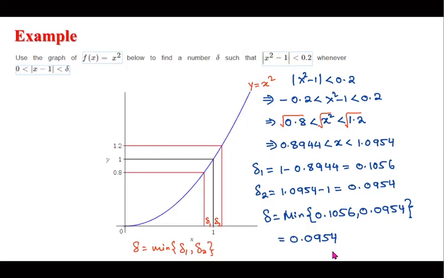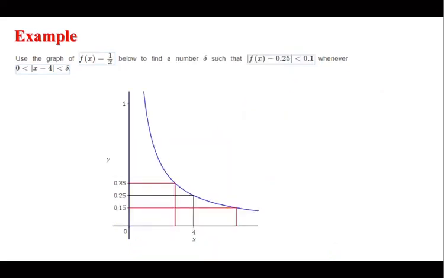I think we can do one more problem like this so that this concept will be a little more clear. Okay, let's go here and check it. Here we have a similar question. They have given a function f of x equal to 1 over x. The value of the function is between 0.15 and 0.35. That means the absolute value of f of x minus 0.25 is less than 0.1, because 0.35 minus 0.25 is 0.1 and also 0.25 minus 0.15 is 0.1.